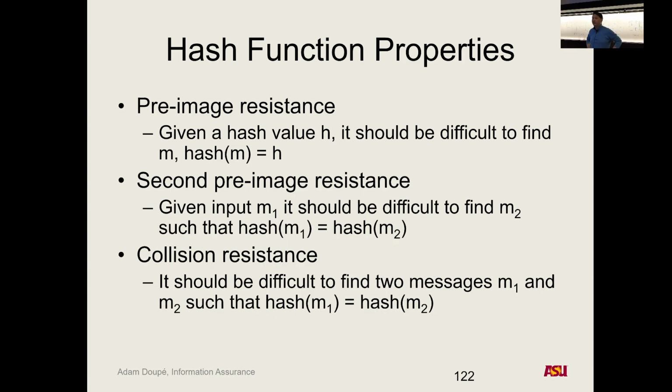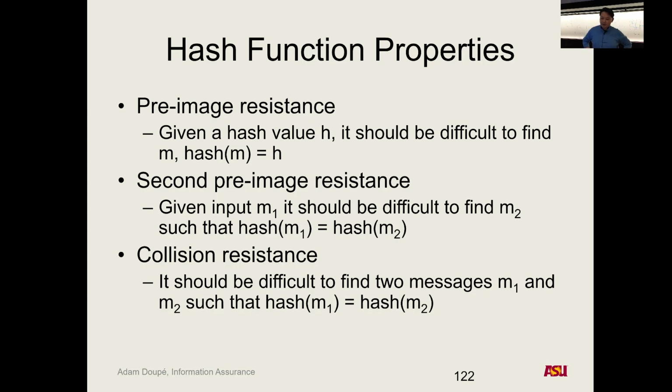So if you have the value h, it should be difficult to find m, the input m, right? So I have an output value, but it is very difficult to figure out the input value. So we call that pre-image resistance. Okay, that is the first characteristic for designing hash functions. So this is a requirement, the first requirement.